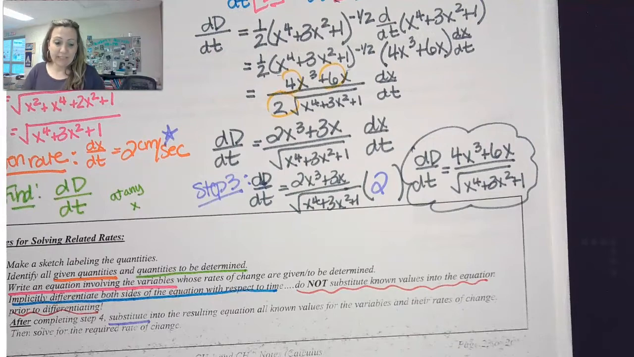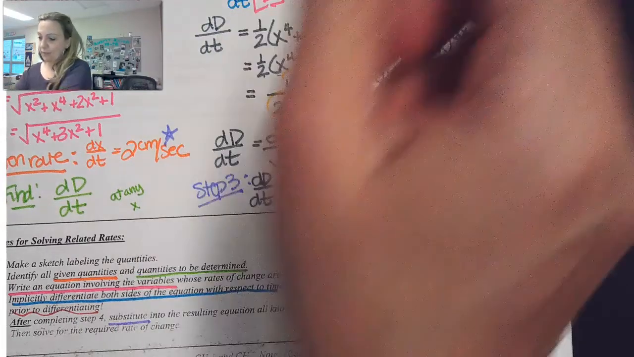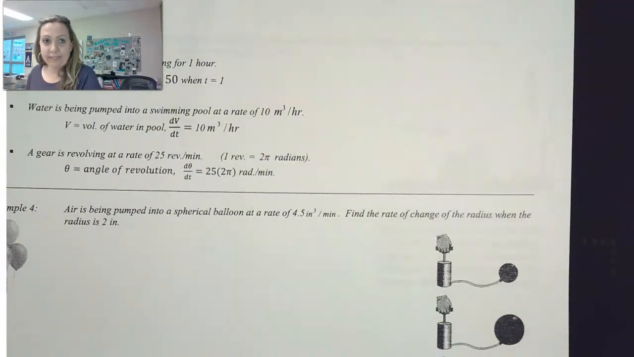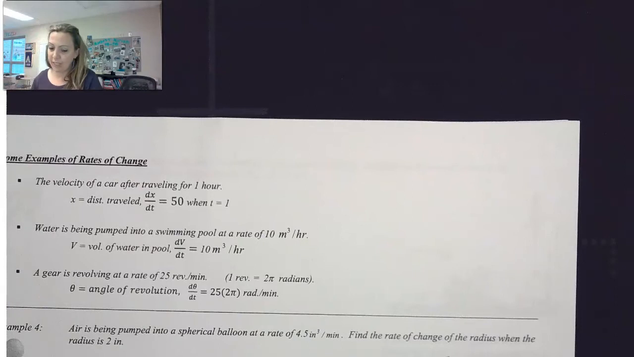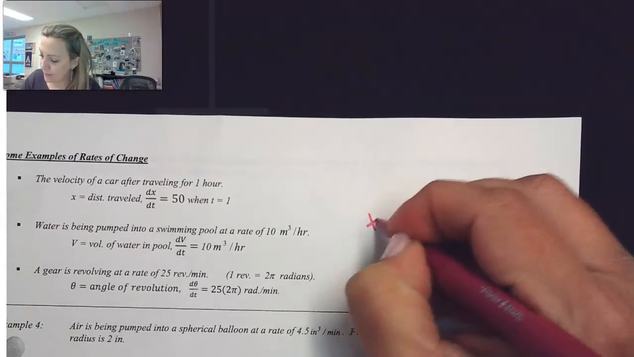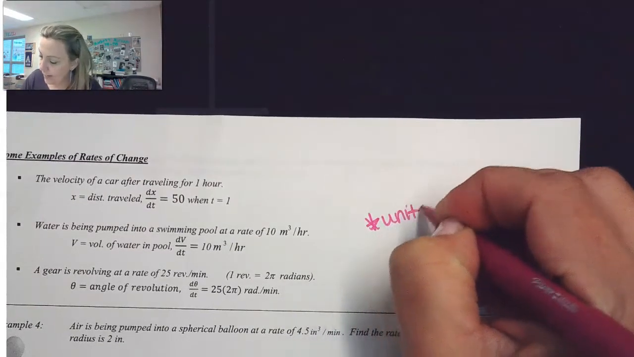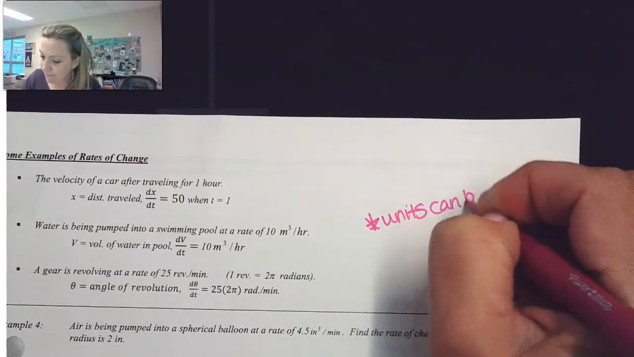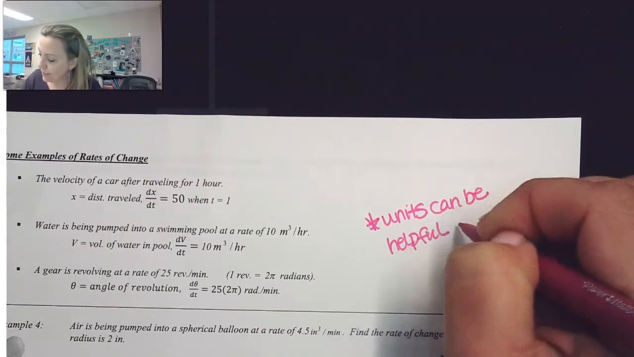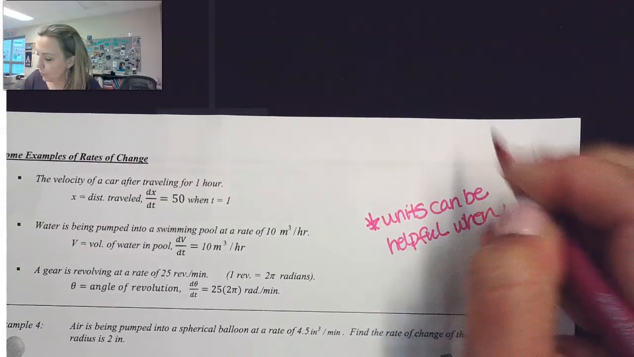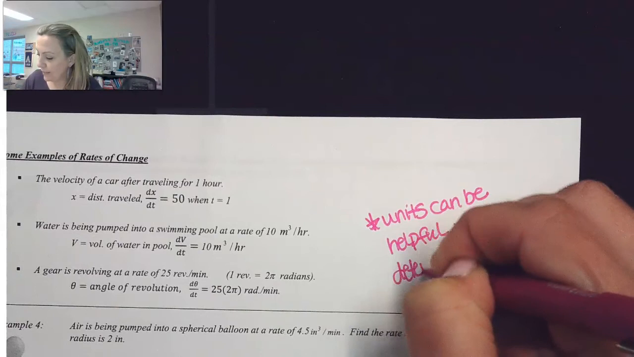Those are the steps. Okay, let's maybe do a couple more just to get you in the groove. The only thing I'm going to say up here, as far as this place where it says some examples of rates of change, is that I think just doing some problems is the best way to do that. But sometimes, for me, when I don't know what's going on, which is often, units can be very helpful when you're determining the given rate.